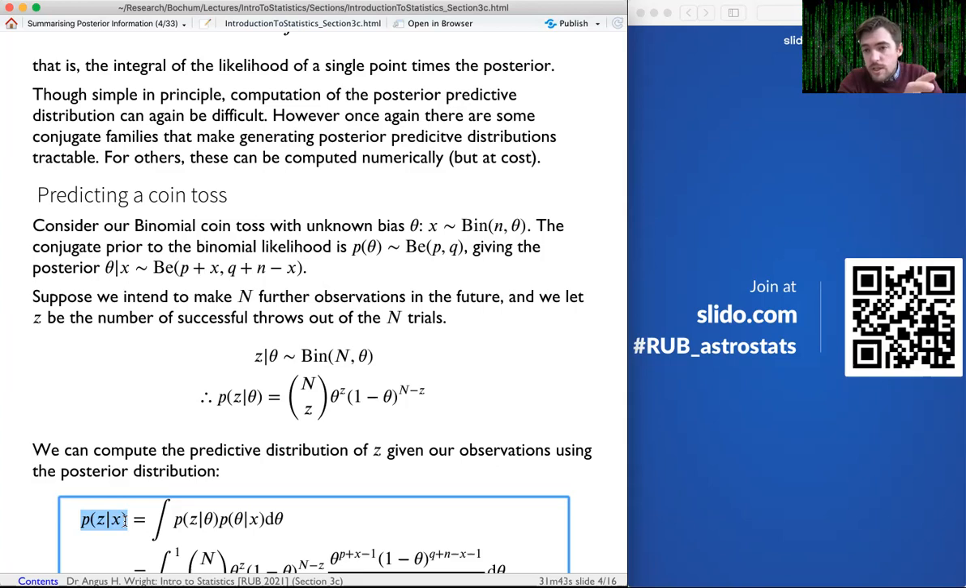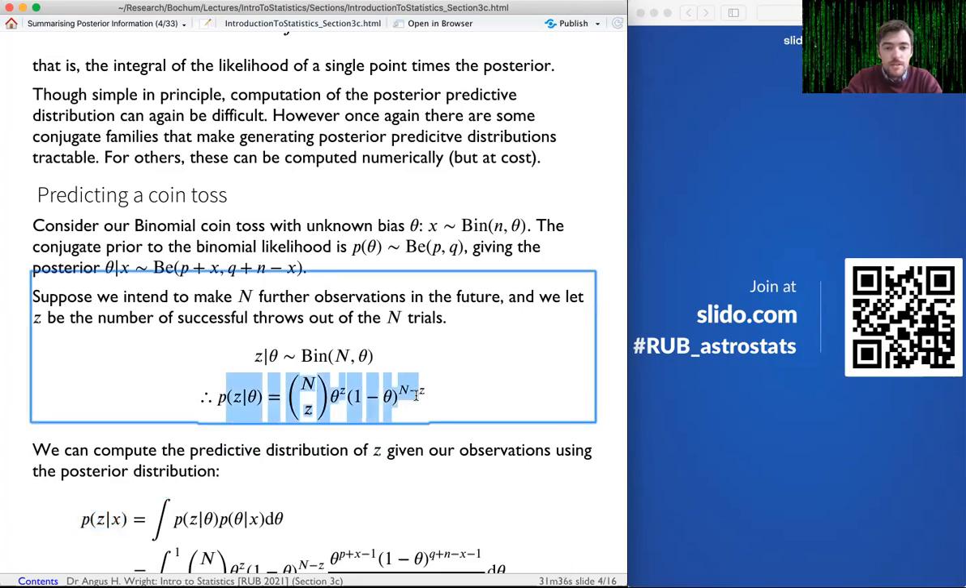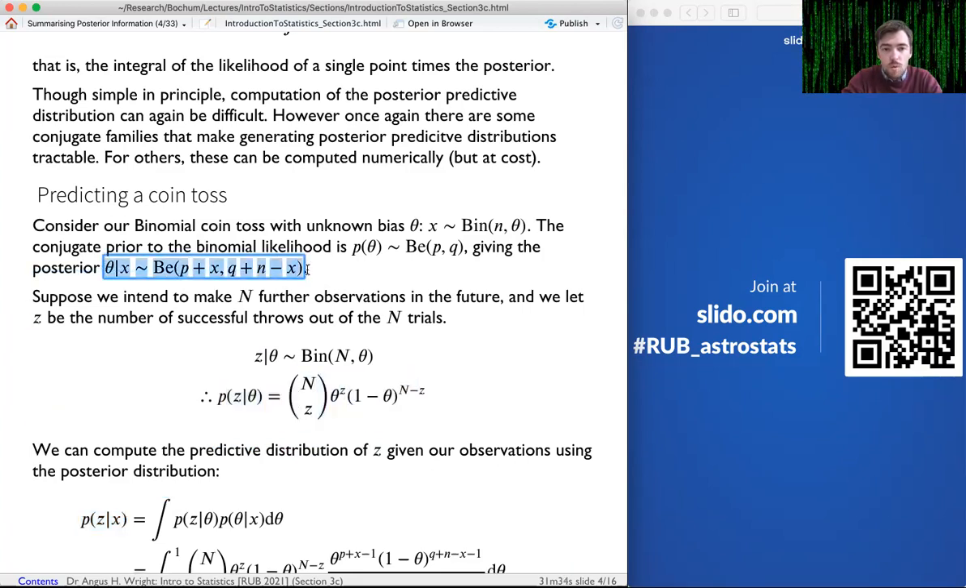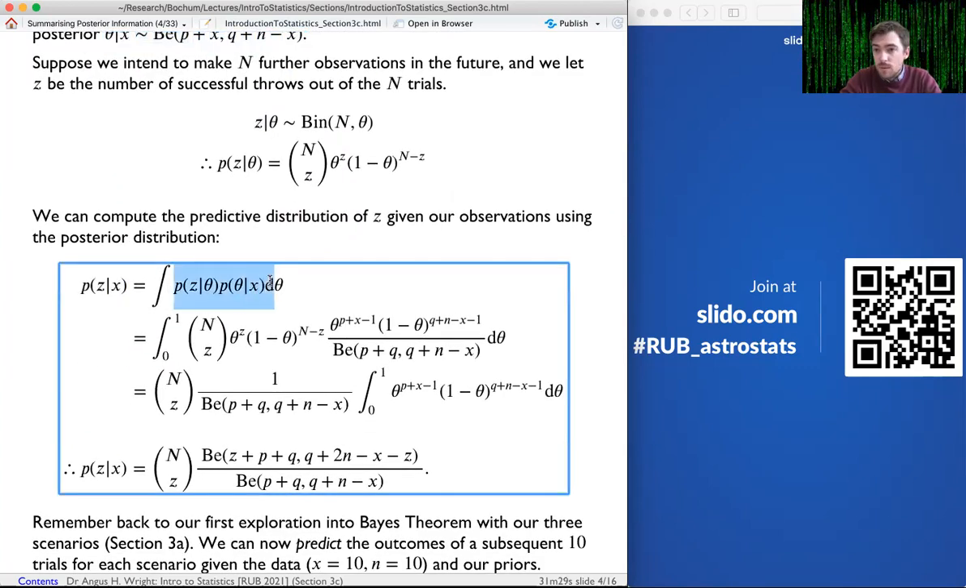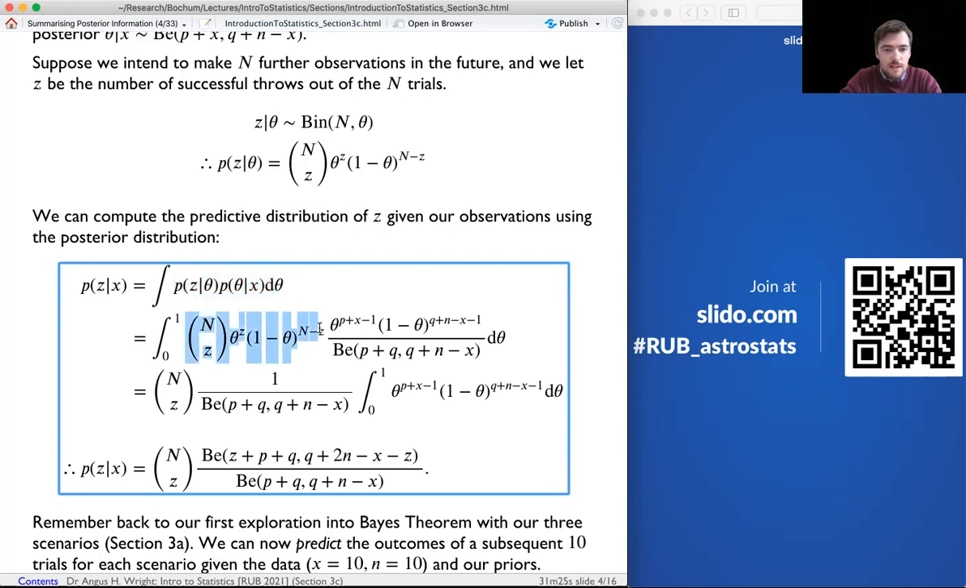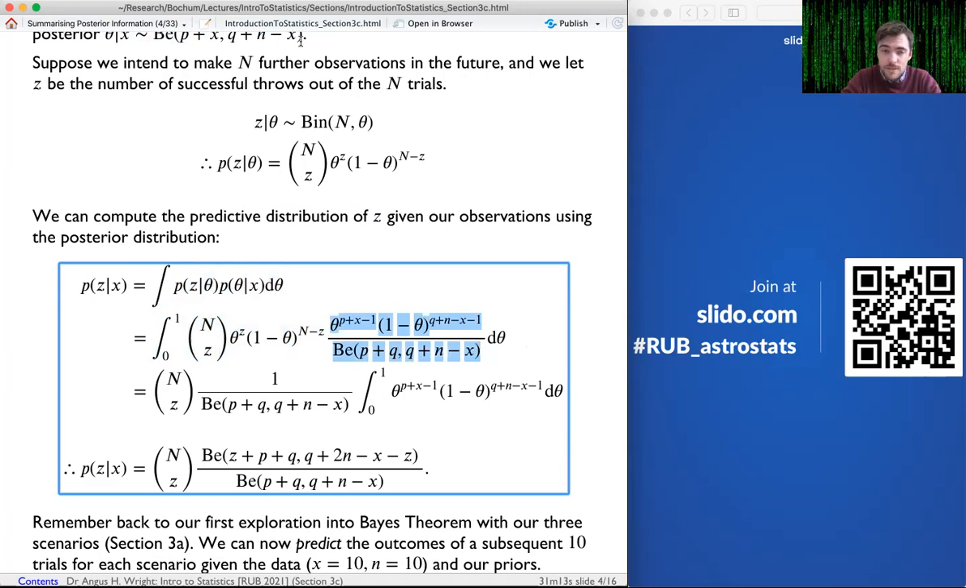Now, because of the conjugate analysis, we can actually do this pretty much analytically. So we know what this likelihood is. From the conjugate analysis, we know what the posterior form is. So we can just construct this integral directly. And when you do that, you end up with this. So this is the likelihood of the Z given theta. And this is the posterior here. This is this beta p plus x, q plus n minus x. That's this thing here.